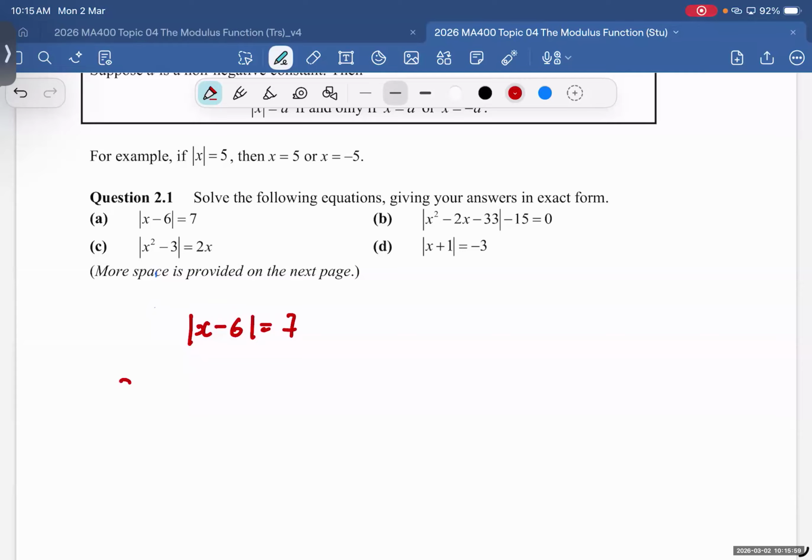It could be that either x minus 6 equals 7 or the negative of x minus 6 equals 7. Is that okay with you?